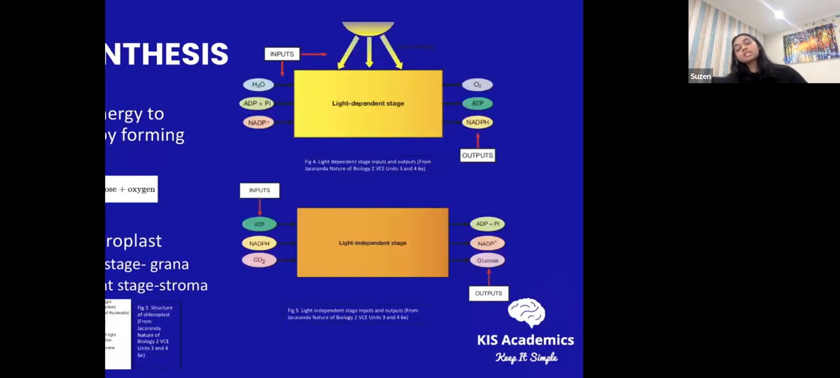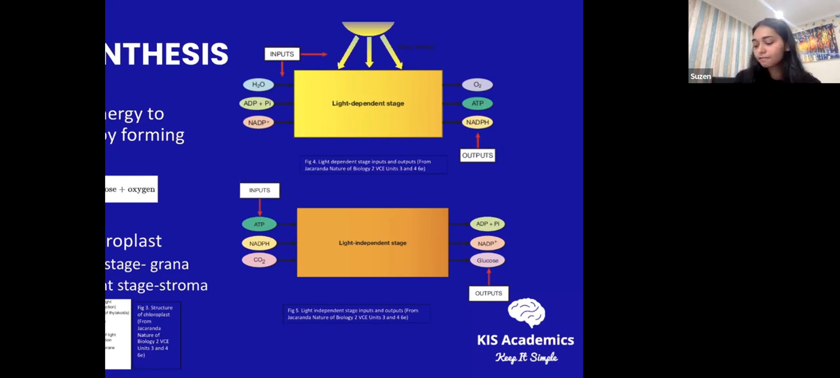So now looking at photosynthesis. The main function of photosynthesis is to transform light energy into chemical energy by forming sugar molecules such as glucose. It occurs in the chloroplast. Obviously animal cells don't have chloroplasts, so it occurs in plant cells. And chlorophyll is an essential substance that's needed for photosynthesis to occur.